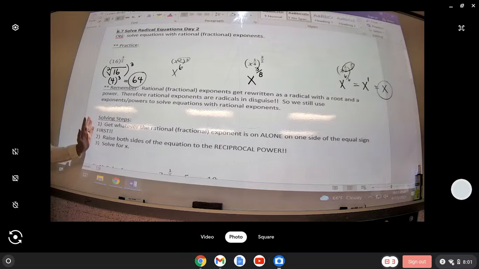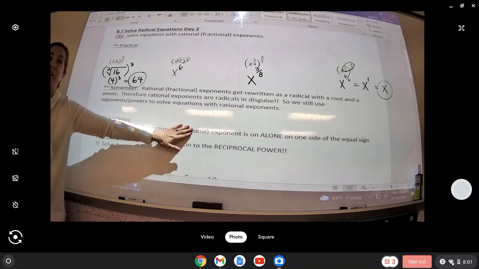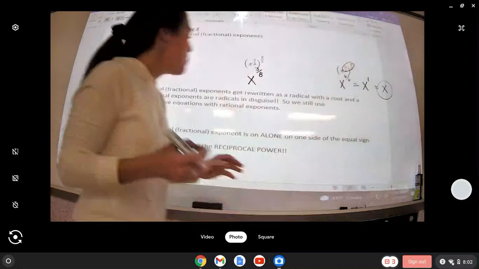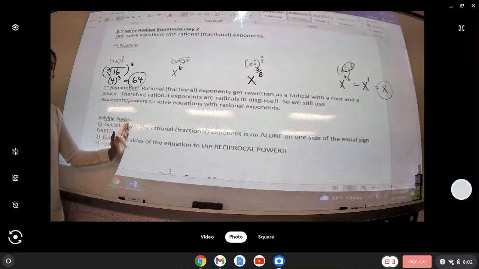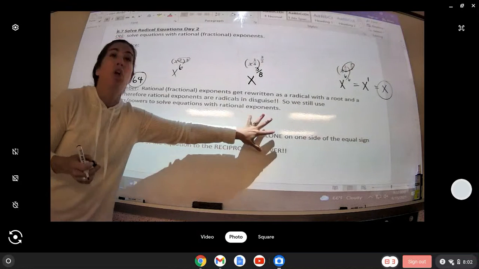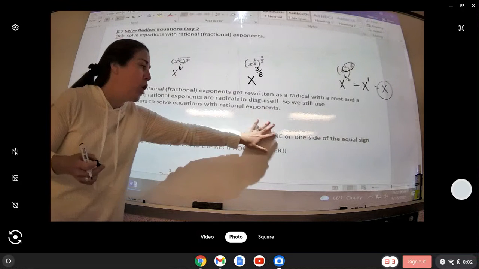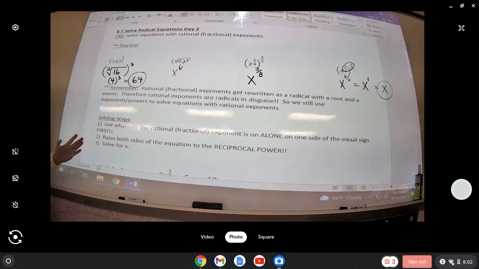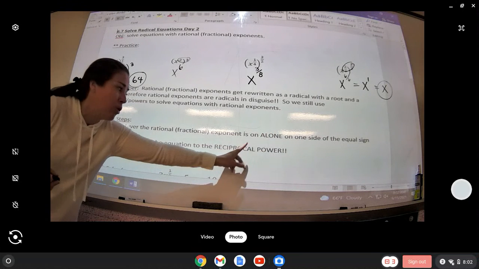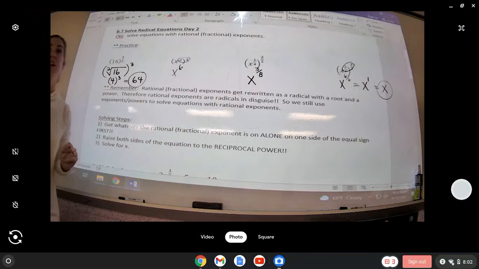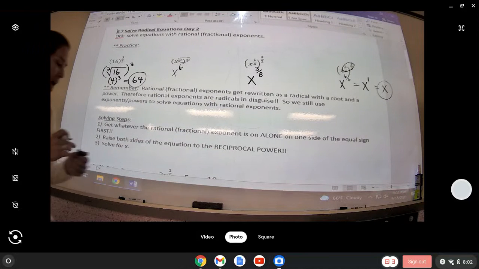The first thing I want you to do is get whatever the rational or fractional exponent is on, get it alone. Get that part of the problem alone on one side of the equal sign. Always do that first. Then you're going to raise both sides to a specific power. You're going to raise it to the reciprocal power of whatever exponent is there. And then you'll be able to solve for x. All right, let's look at the first example.